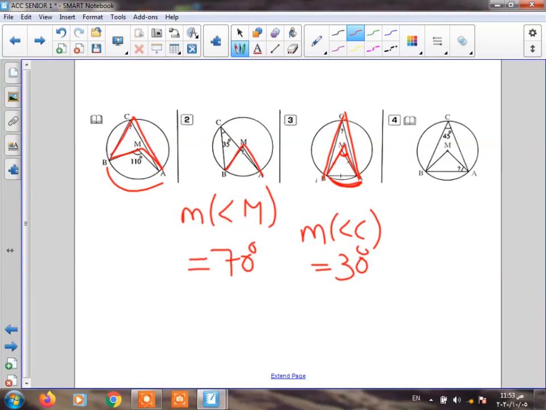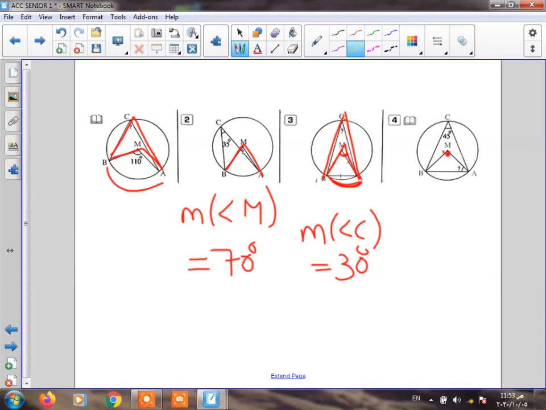What about this? Here I have an inscribed angle 45, and here I have a central angle. The central angle is double the inscribed angle. That means this is 90 degrees. And he asks you to get the angle MAB. I know that the measure of angle M equals 90 degrees, a right angle. How can I get the measure of angle MAB?